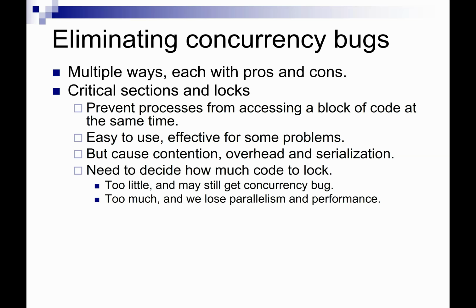So when you use these things, you need to decide how much to put into a critical section or a lock. As I said, if you put too much, you're going to lose your parallelism and your code won't perform. But if you put too little, then maybe it's not enough, and you haven't sufficiently protected your code and eliminated the concurrency bug. So it's kind of hard to judge how much you need to use them.